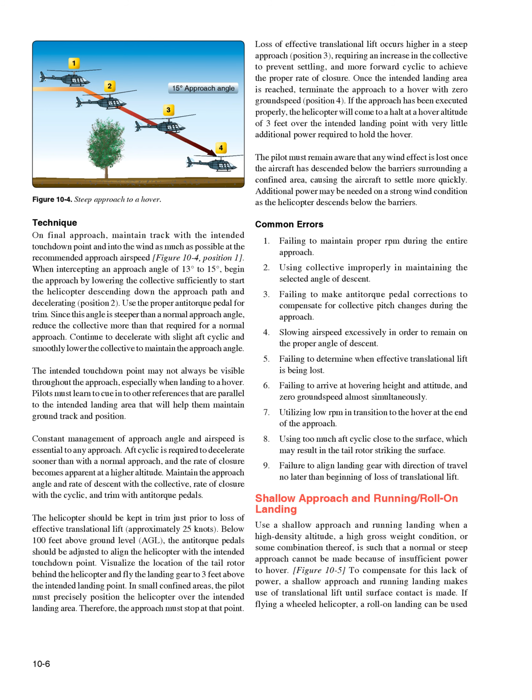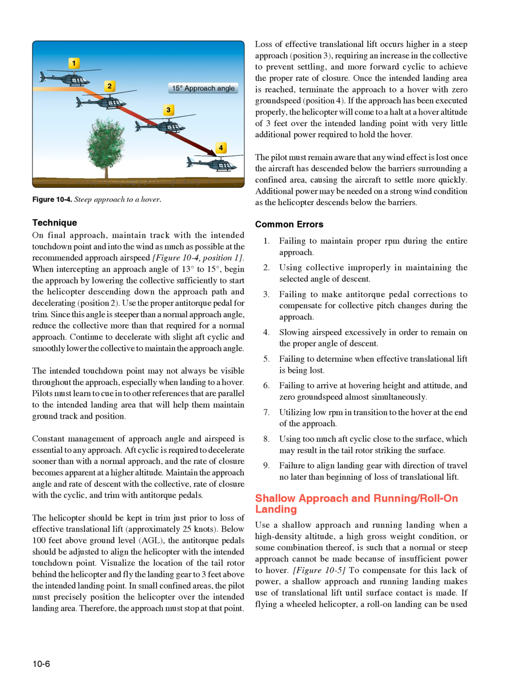Since this angle is steeper than a normal approach angle, reduce the collective more than that required for a normal approach. Continue to decelerate with slight aft cyclic and smoothly lower the collective to maintain the approach angle. The intended touchdown point may not always be visible throughout the approach, especially when landing to a hover. Pilots must learn to cue into other references that are parallel to the intended landing area that will help them maintain ground track and position. Constant management of approach angle and airspeed is essential to any approach.